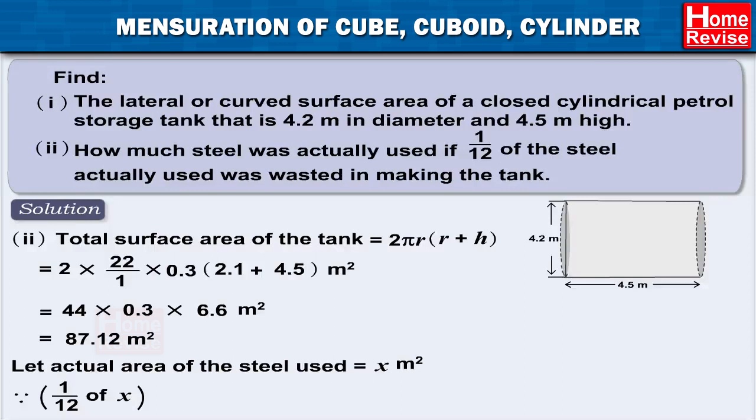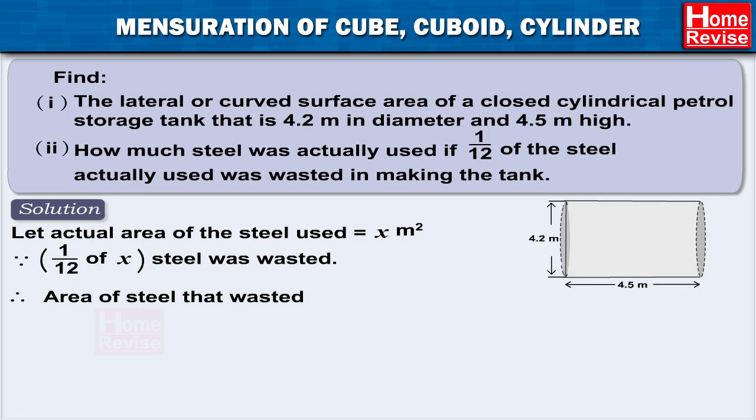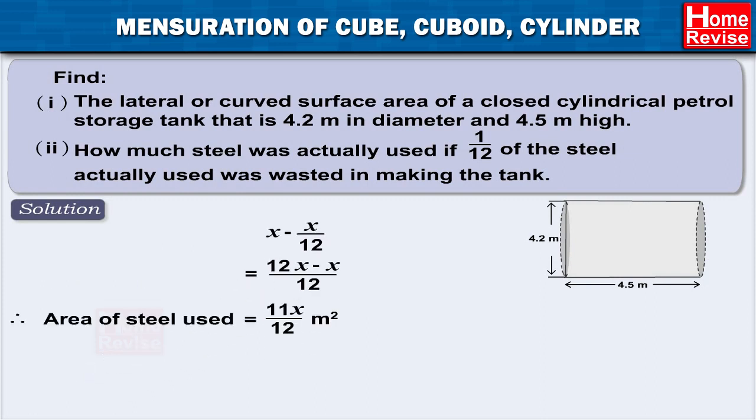Since 1/12 of x steel was wasted, therefore the area of steel that was wasted is equal to 1/12 × x, that is equal to x/12 meters square. Therefore, area of steel used is equal to x minus x/12, which is equal to (12x minus x)/12, which is equal to 11x/12 meters square. Therefore, 11x/12 is equal to 87.12.